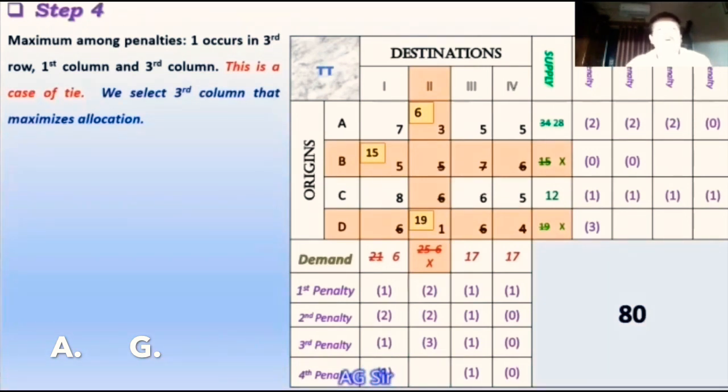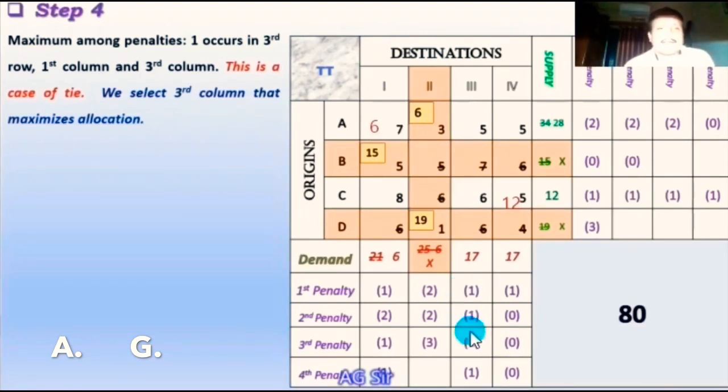So which column or row do you want to choose? You do that based on maximum possible allocation. So let us start with the third row. In the third row, the minimum cost cell is 5. At this cell, supply is 12, the demand is 17, the minimum of them is 12. Therefore, you can allocate 12 units at this cell. If you choose your first column, the minimum cost cell is 7, and at this cell, how much can you allocate? At this cell, the supply is 28 and the demand is 6. Therefore, you can allocate at most 6 units to this cell.